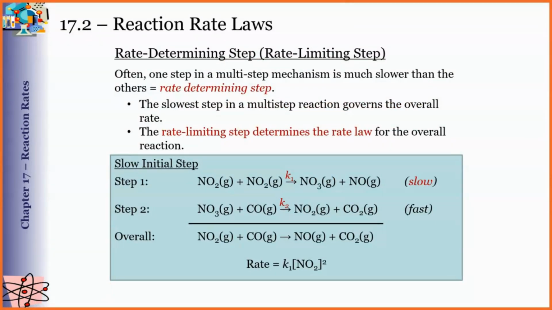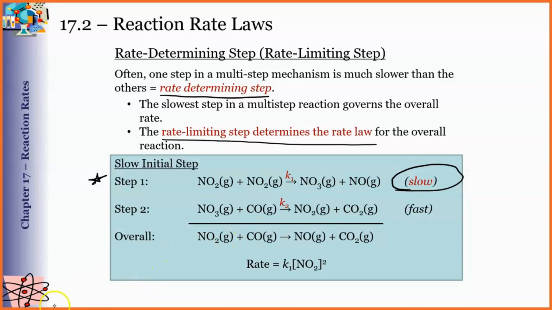We also have something called a rate determining step, which is the slowest step in the mechanism. The slowest step in a multi-step reaction governs the overall rate. It can only go as fast as the slowest step. You'll generally be told what the slowest step is. As we look at this example here, step 1 is told to be the slowest step, and hence that's our rate determining step. But we also have something called intermediates.